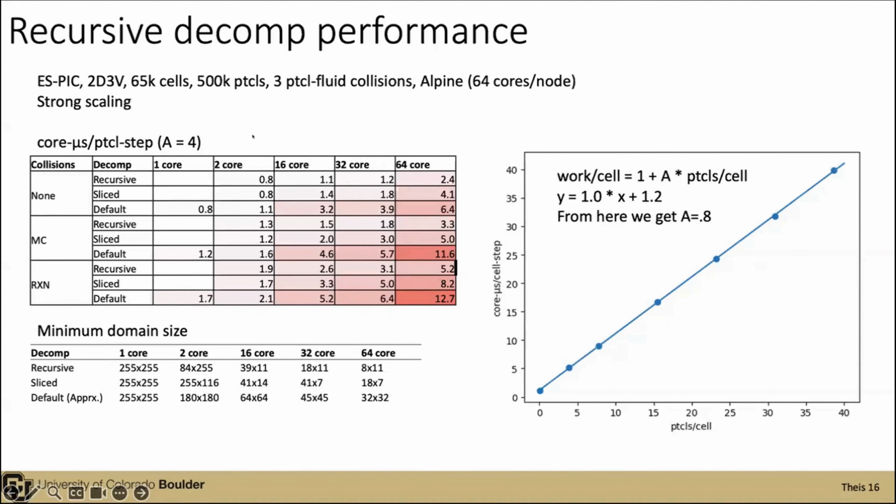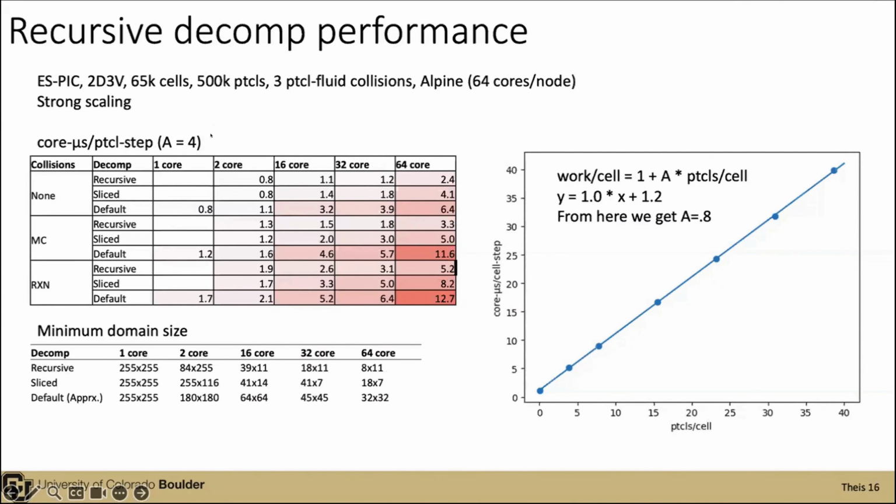But for the performance, which throughout this talk will be given in core microseconds per particle step, that value is 6.4 for the reactions in a default decomposition. And by moving Monte Carlo and using a recursive decomposition, I was able to drop that to 1.8. So that's a 3 times speed up with this recursive decomp.